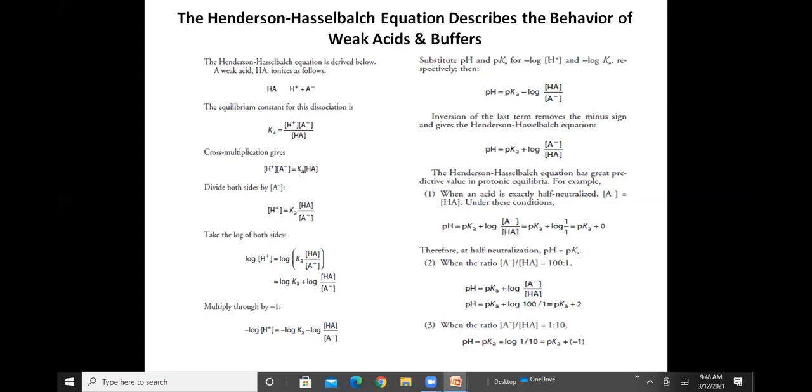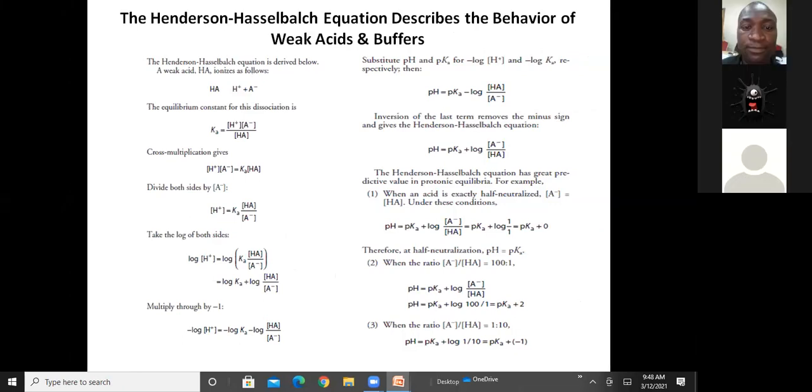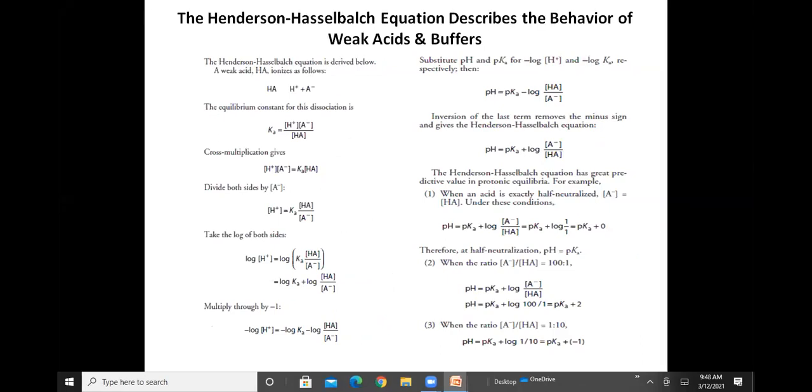If you had more acid, that means the pH will do what? The pH will reduce. If you had more base, the pH would increase. This equation shows all that. So if you have an increase in the concentration of the acid or base, it will change the pH, as you can see from this equation.